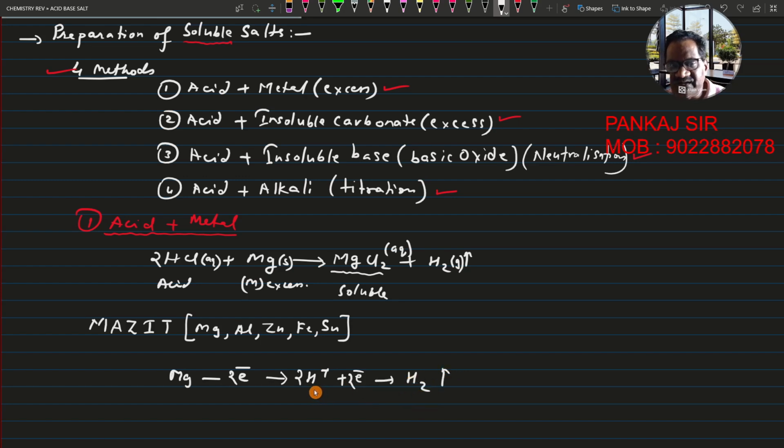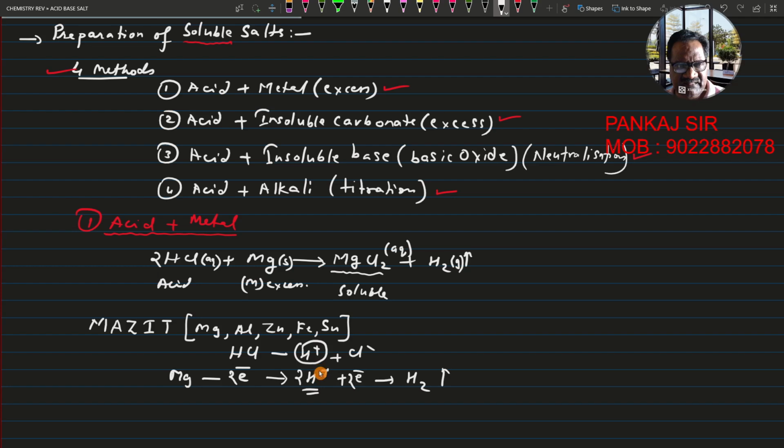Now, if you are wondering where this hydrogen ion has come from, it has come from the acid in the reaction. You see, we have taken HCl. So HCl will get dissociated into H plus and Cl minus. This is where the hydrogen ion has come from. So the hydrogen ion is coming from the hydrochloric acid, accepting electrons which are coming from the magnesium, and that hydrogen ion is getting converted into hydrogen gas.